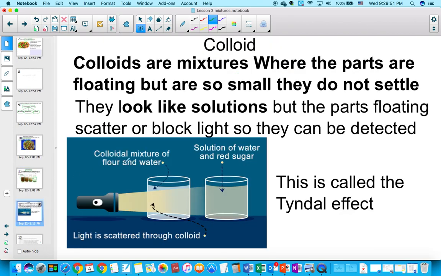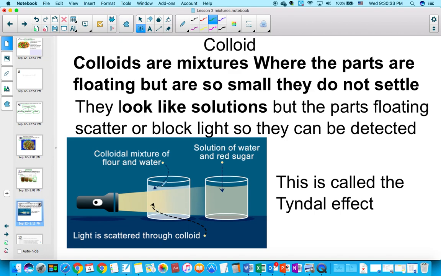The next type of mixture is called a colloid. Now, colloids are mixtures where the parts are floating, but they're so small. The parts that make up the colloid are so small, the parts don't settle. And so they look like solutions. They really do, because they don't settle. They look like one thing, but the parts floating scatter light, so they can be detected. So here we have an example of a colloidal mixture, flour and water. If you mix just enough flour and water, it won't settle.